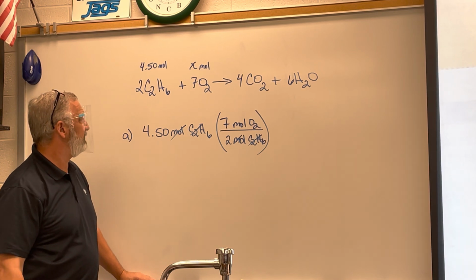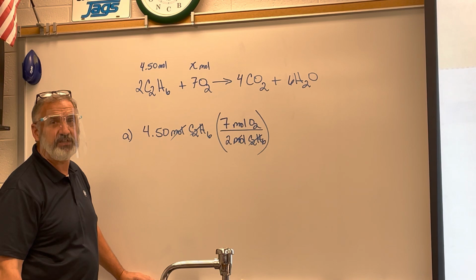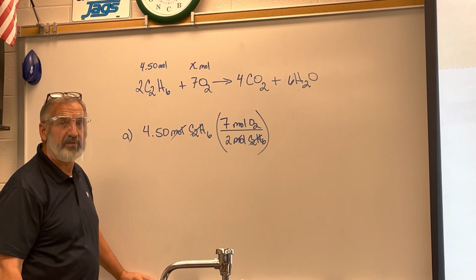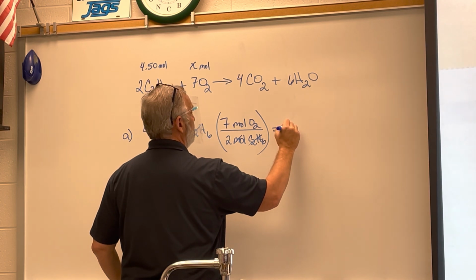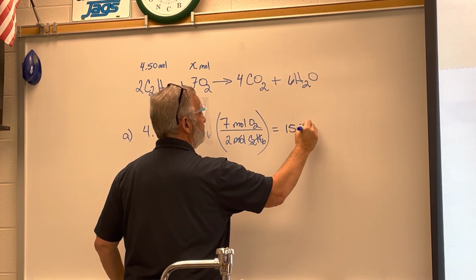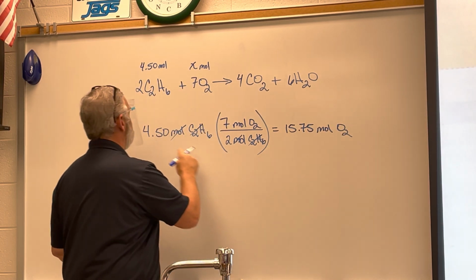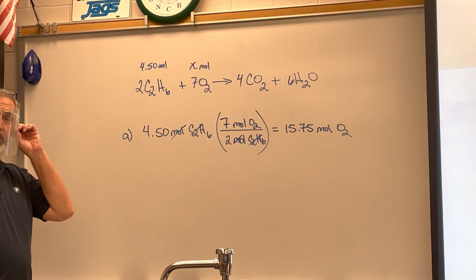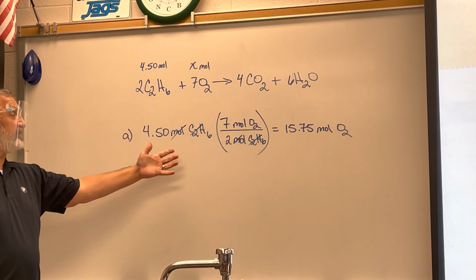So it's 28 and then 3.5, 31.5 divided by 2 goes to 15.75. Really, with 3 sig figs, we'd say 15.8. So moles to moles is just the ratio.